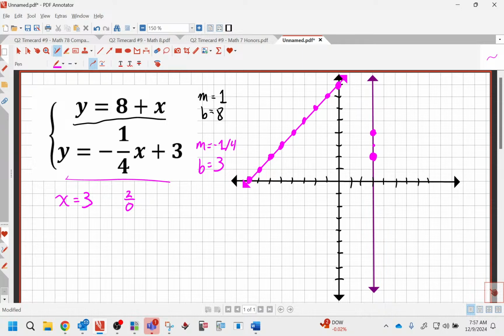Which is why if I give you something like this and I want the slope and the y-intercept, you would put none for both, okay? So you would put none for both. Does that make sense? Perfect.